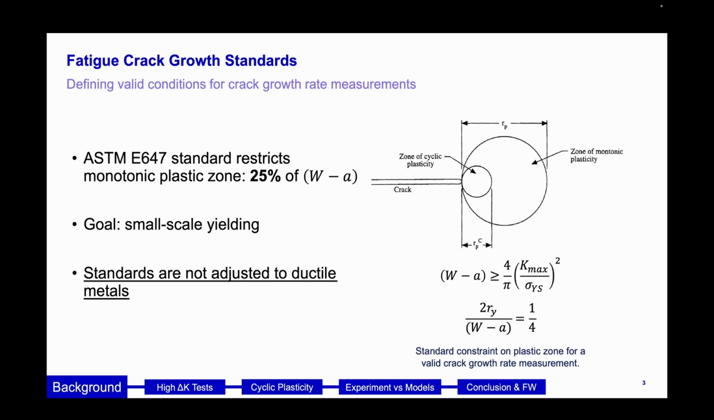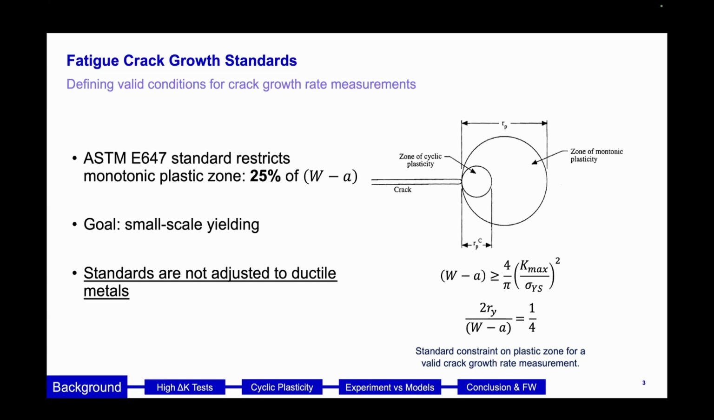And this is partly due to the way we test and the standards we use. In this case, the ASTM standard restricts the size of the monotonic plastic zone to a quarter of the remaining ligament length throughout the test. The goal, of course, is to ensure small-scale yielding so that you can actually use K factors, but also to make sure that your measurement is not influenced by any plasticity effects, that being ductile tearing and even getting close to plastic collapse.